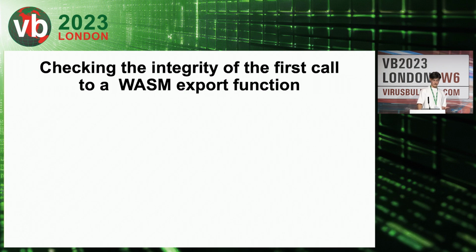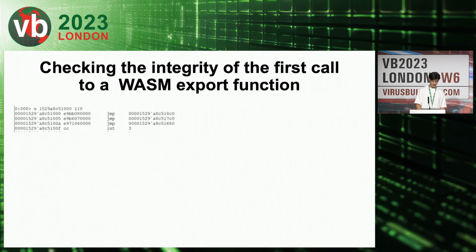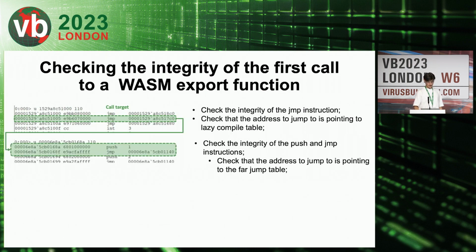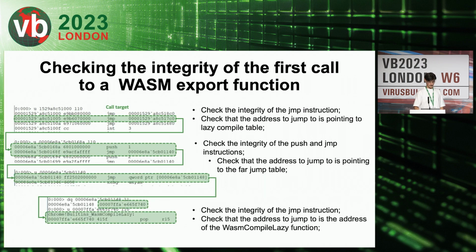So, like I said, V8 is using lazy compilation. So, for the first call, we can check the integrity of the gem table. So, checking the jump instruction and checking that the address we are jumping to is actually in the lazy compile table. Then in the lazy compile table, same, we can check the integrity of the instruction and check that the address to jump to is pointing to the far jump table, and that far jump table is actually going to call the WASM compile lazy function.